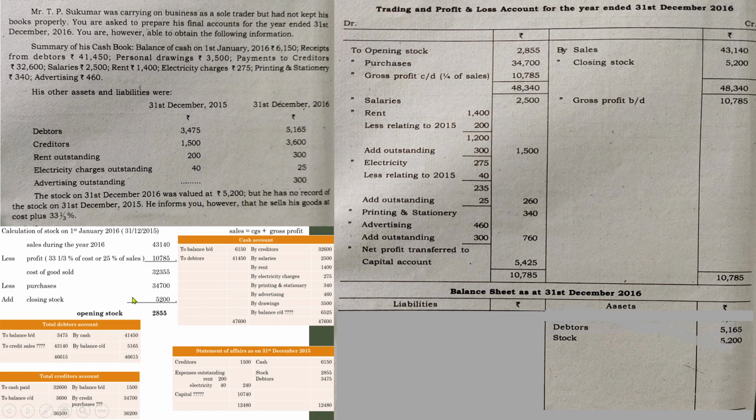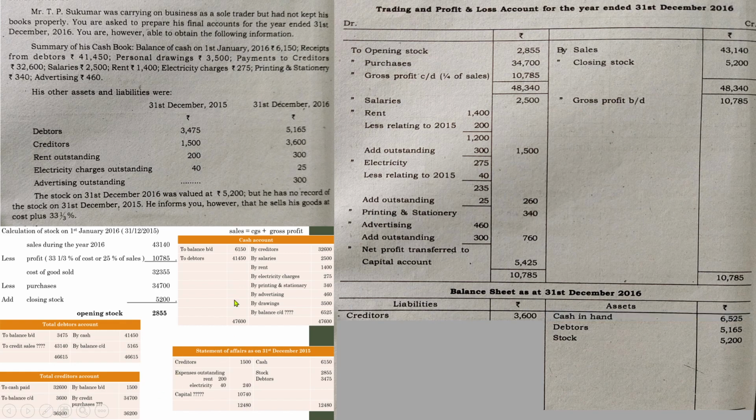After that we prepared the debtors account. Here the closing balance of debtors is 5165. The same amount will be given in the closing balance also. So just make sure whether these amounts are the same. In 99% of cases these amounts will be the same. After that we prepare the creditors account. Here the closing balance is 3,600. Here also 3,600.